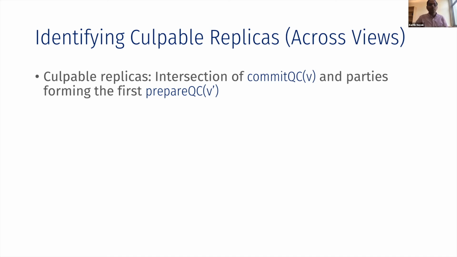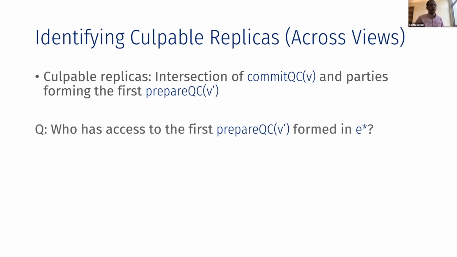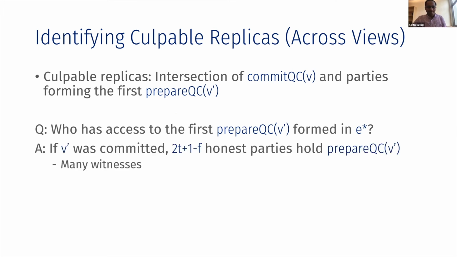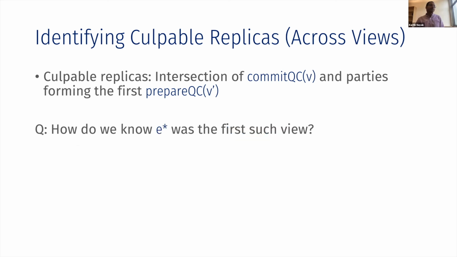There are still two questions that remain. The first one is, well, who has access to this first prepared QC, because that is required for me to know this latter set. It turns out that this depends on exactly how this execution unfolded. Though if V prime was indeed committed, then sufficiently many honest parties should have it. That is, we will have multiple witnesses. A second and more interesting question is, how do we even know that E star was the first such view?